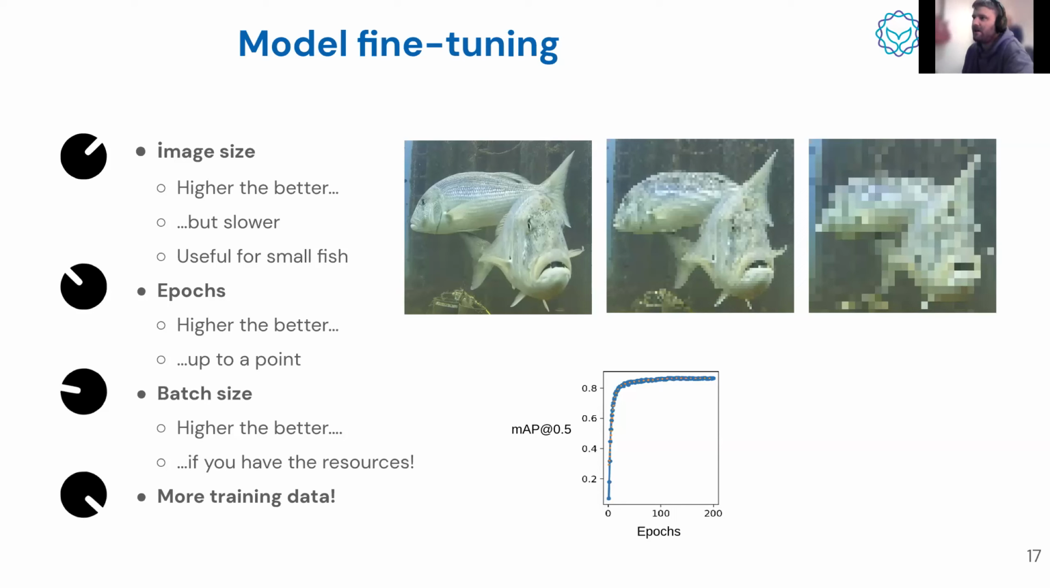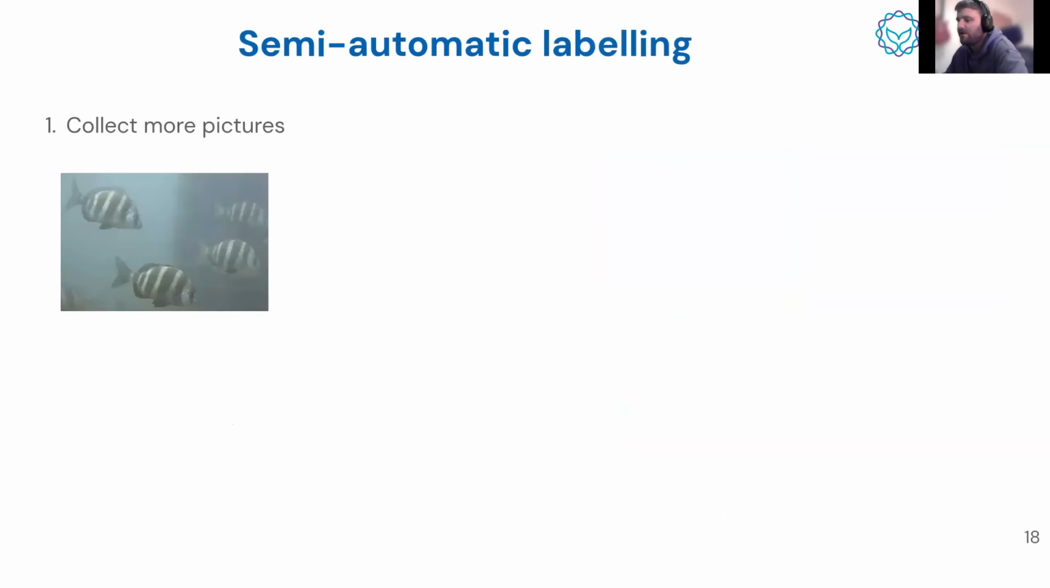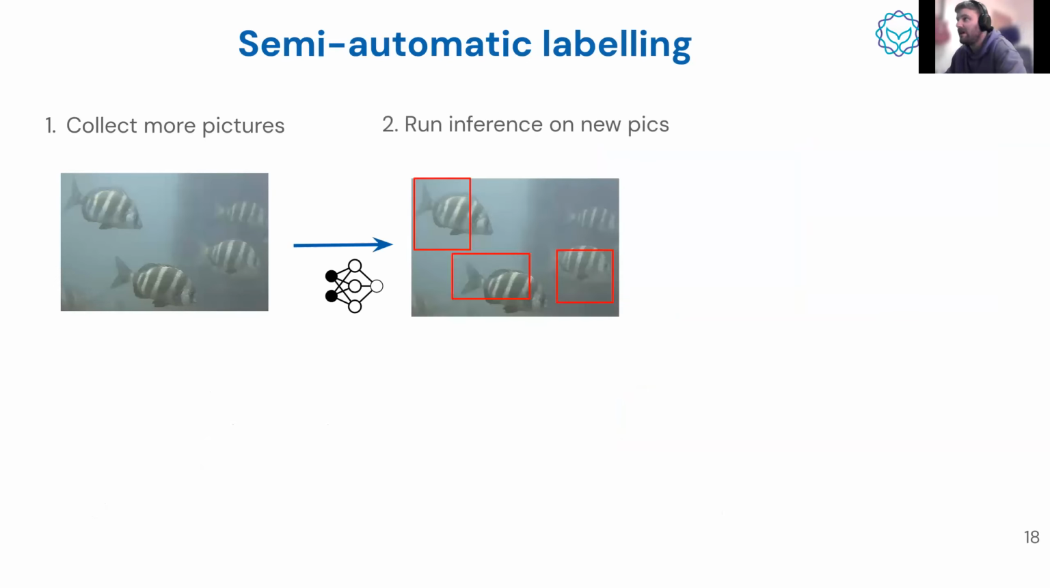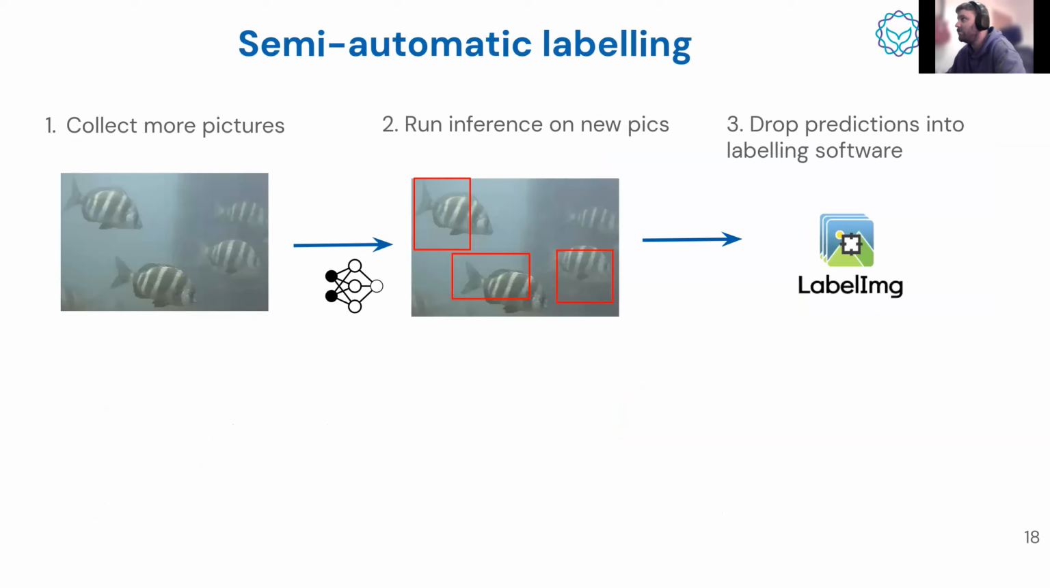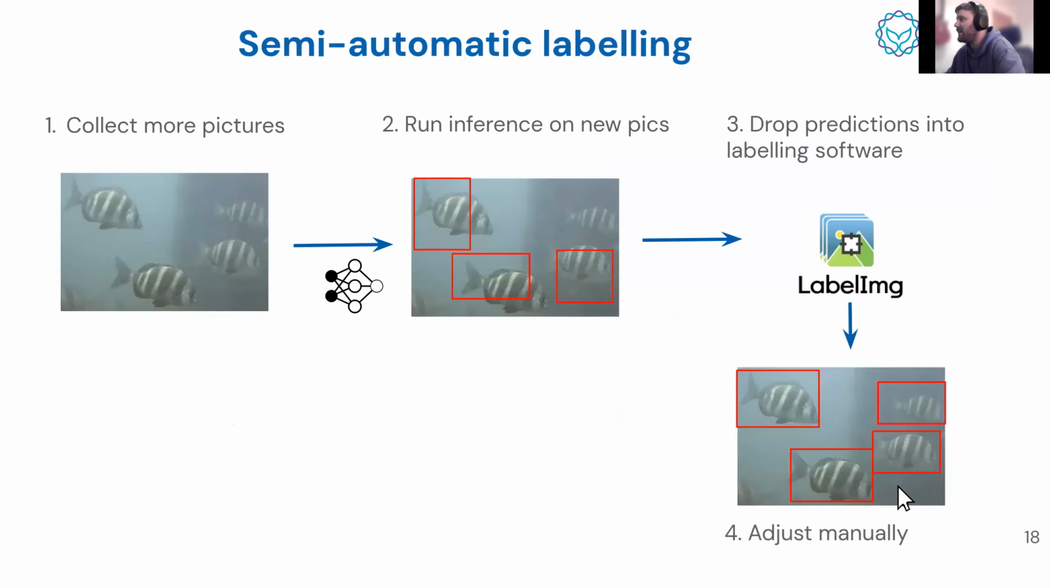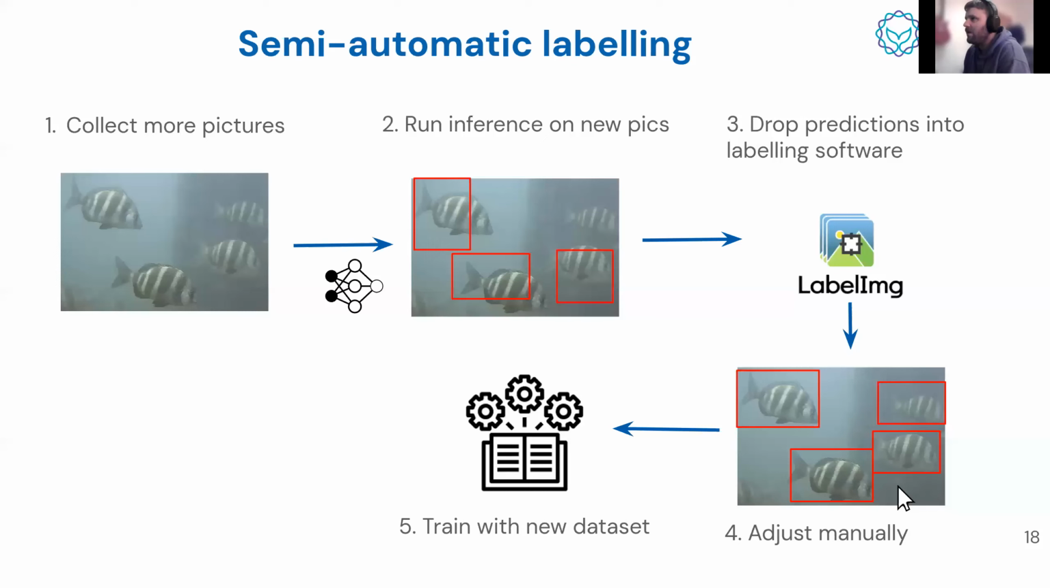How can we speed this task? To speed this task, you can first collect more pictures and then do some kind of semi-automatic labeling, meaning you run, since you have a model, even if it's not perfect, some inference, and then you can drop this inference into your labeling software, and your software can automatically recognize these labels, and you can then adjust manually to make them perfect. Then you can retrain your model, and you get this improved model, and then you can close this loop. So in this way, you can get much more data much faster.